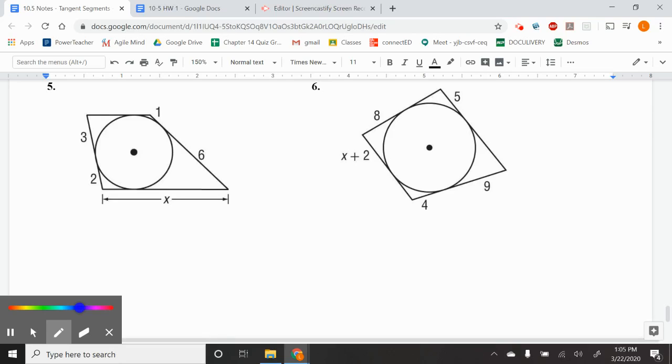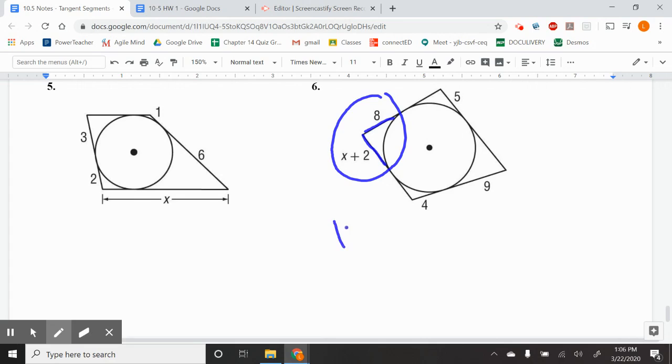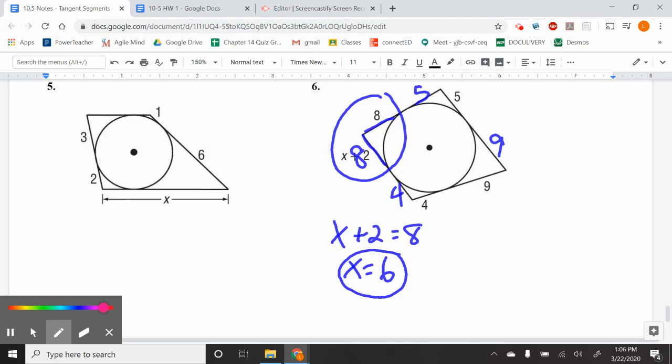For number 6, we have these two pieces right here, 8 and x plus 2. So x plus 2 is equal to 8. So to find x, x is equal to 6. And for the next part, we have to figure out what the pieces are, the little tangent pieces. So here we have 5, 9, 4, and we know that this is 8. And we're going to add all of that together.